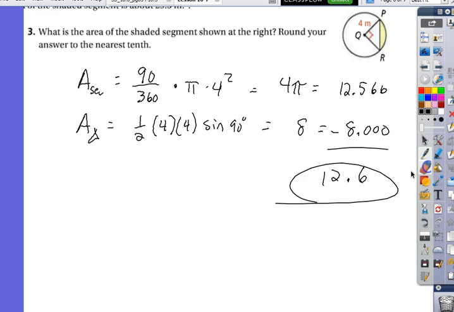Not 12.6. Holy cow. 4.6. I need to learn the maths. And what's the units? Square meters.